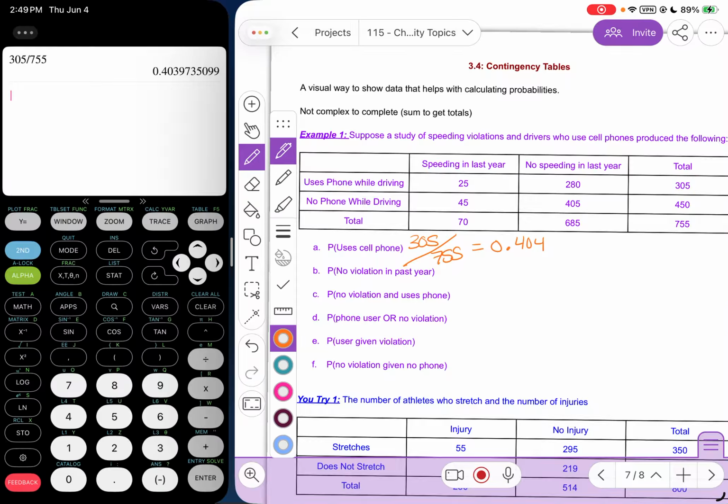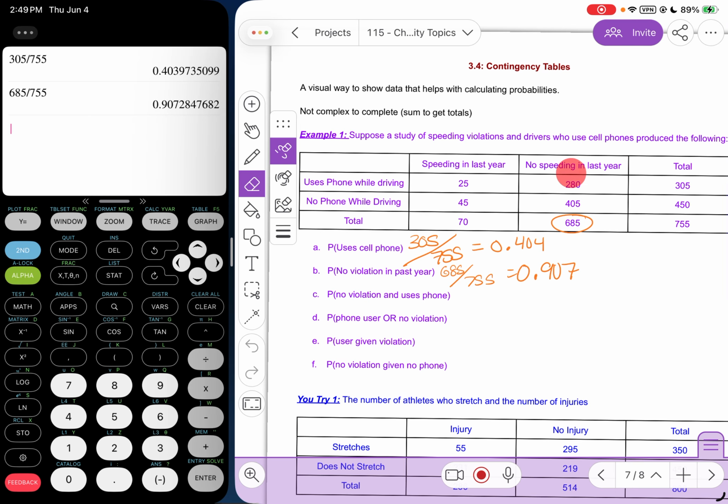Next question. Probability of no violations in the past year. So no speeding in the last year would be 685 out of 755. 0.907. So if there's just one thing listed, you compare the totals.